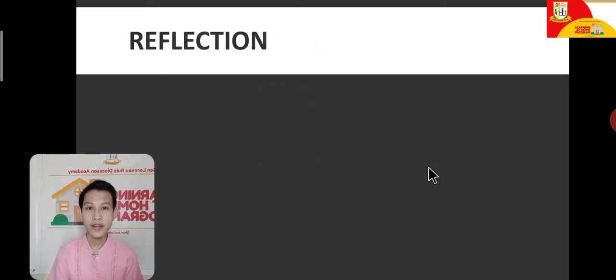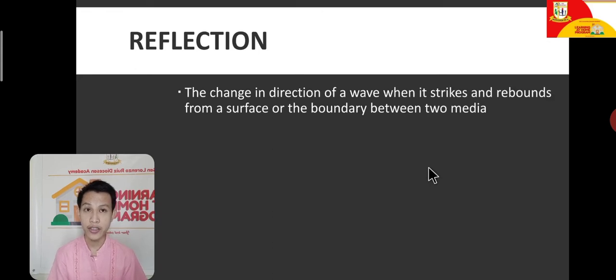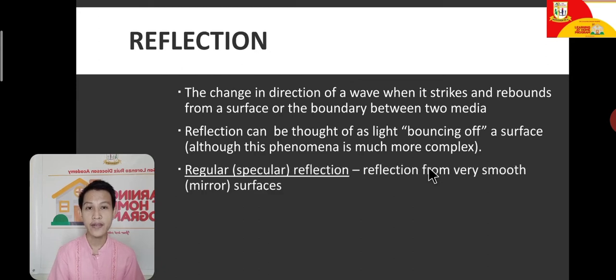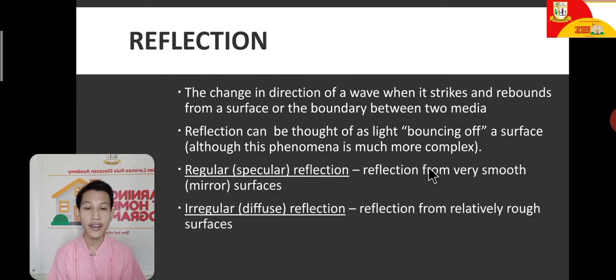Okay? Now let's go deeper with what is reflection. So sabi ko nga sa inyo kanina, it is a change of a wave when it strikes and rebounds from a surface or the boundary between 2 media. Okay, kapag nag-rebound nga yung light, for example, may light na tumama dun sa isang surface like mirror, and then nag-rebound or nag-bounce back or nag-bounce off from the surface, it is also called as the reflection of light. Okay, so yun nga, nasabi ko na sa inyo, bouncing off of light. Then we have 2 types of reflection.